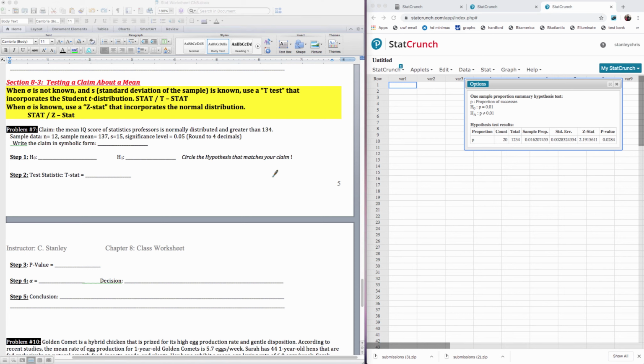Okay, so what we have to be good at is deciding whether we hit the Z-stat button or the T-stat button to run our test. It's Z-stat if sigma is known, and it's T-stat if s is known.